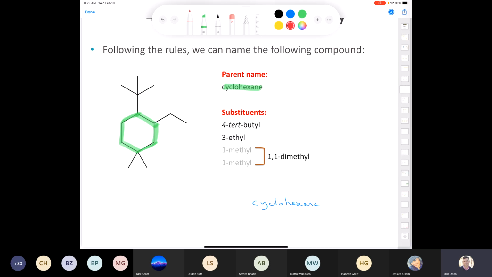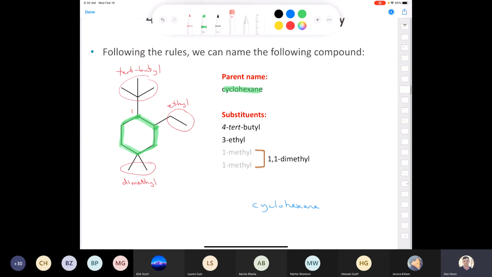When we go to number this ring, do we start here? This is a tert-butyl group. This is an ethyl group, and these are both methyl groups. So we would call this a dimethyl since they're both on the same carbon. Anyhow, where are we going to start numbering? Let me get the blue pen out here. Which carbon are we going to start? Are we going to start at 1, 2, 3, 4?